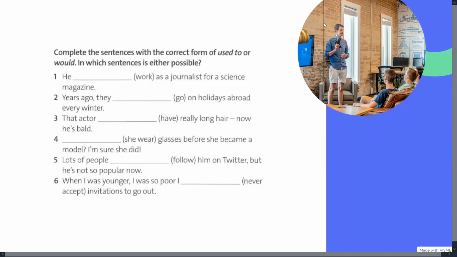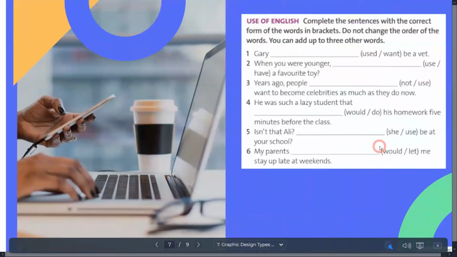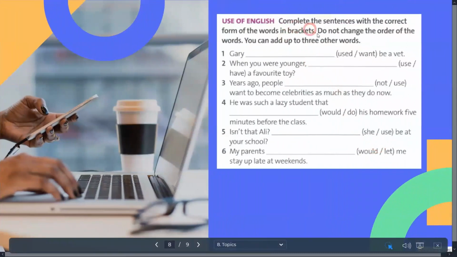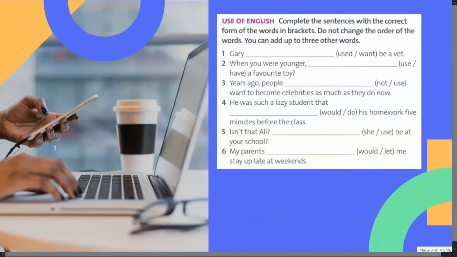Okay, moving on to our final exercise. Again, it's the use of English. We need to complete the sentences with the correct form of the verbs in brackets. We don't have the permission to change the order of the words, and we can add up to 3 other words. So there's a lot of information here. Take your time. Try to solve this final exercise, and I will do it once you unclick pause.